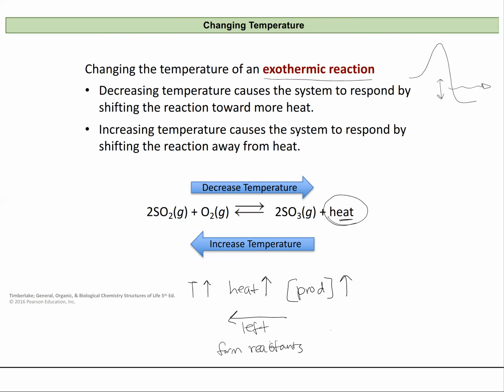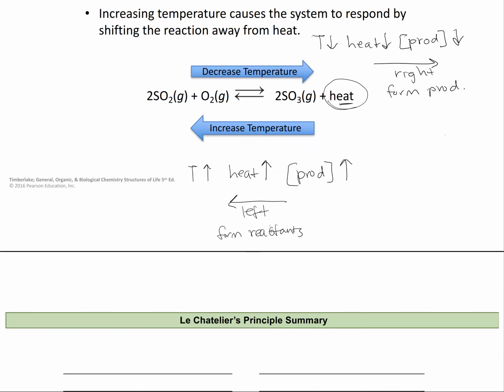to reestablish that equilibrium. And if temperature decreases, I decrease the heat in the reaction, which is just like decreasing a product. And so I'm going to shift right towards my products and form more of those to reestablish equilibrium. So this will be the opposite of our endothermic reaction, but the strategy for solving it is the same.